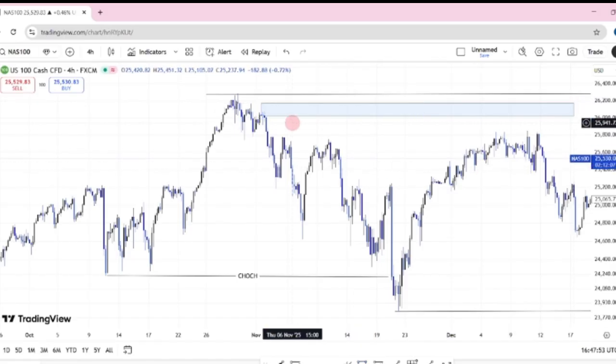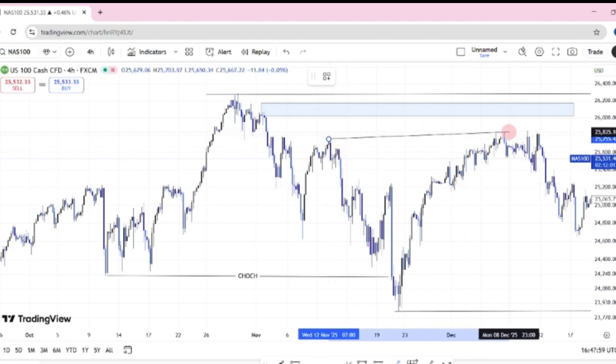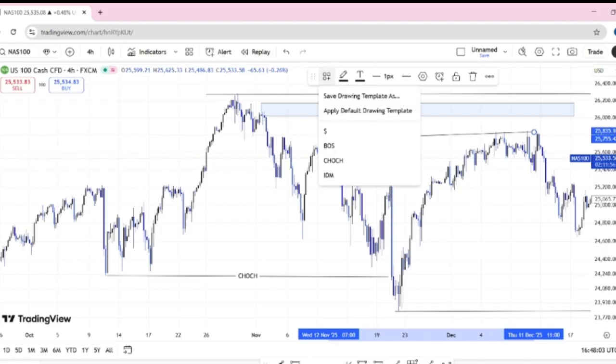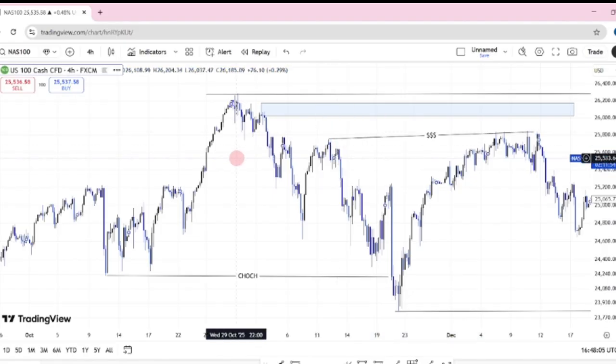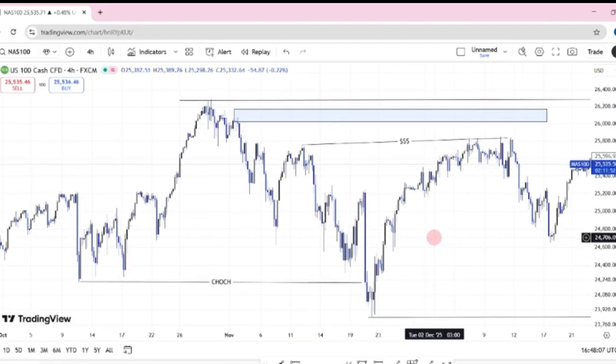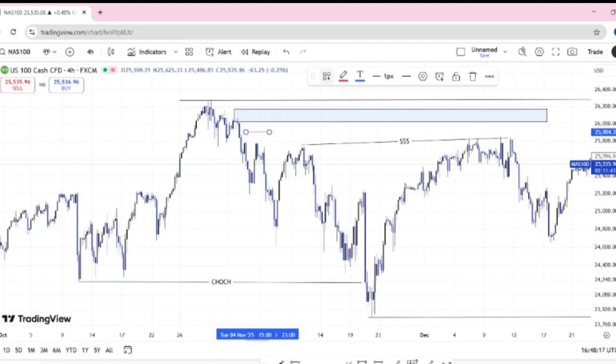So why are we marking here as our supply? If you look at this level, we have this as our liquidity. This is our engineered liquidity to validate that supply zone for us, and you can also see that we have a fair value gap. Let's point at this. We have this fair value gap here, at that point.